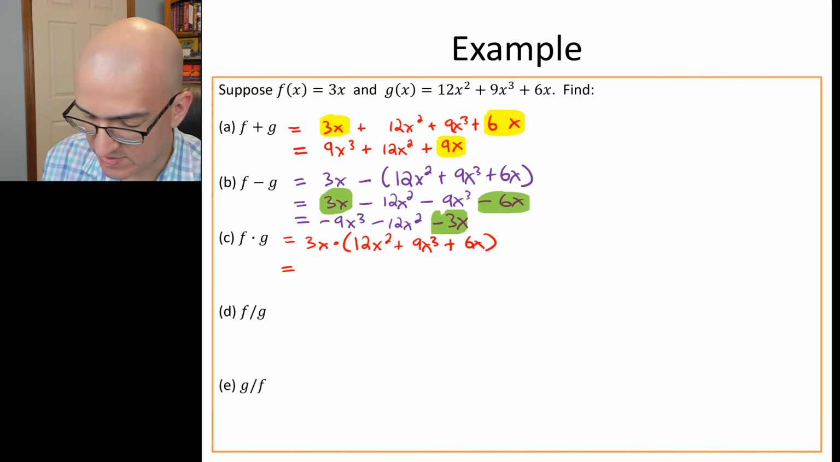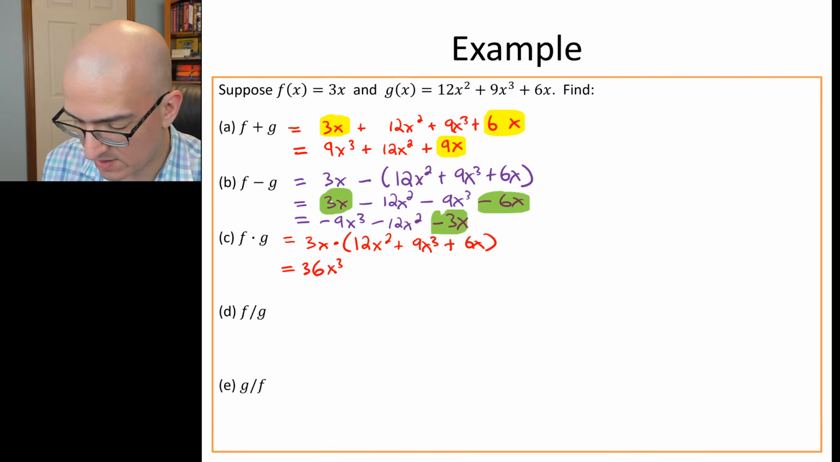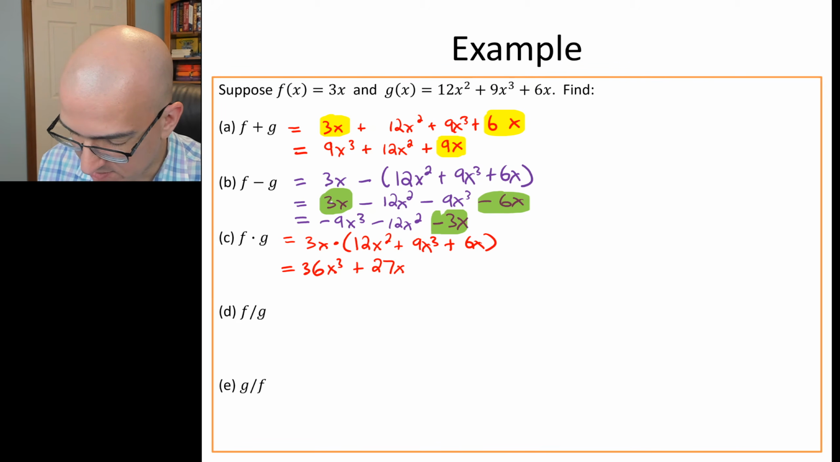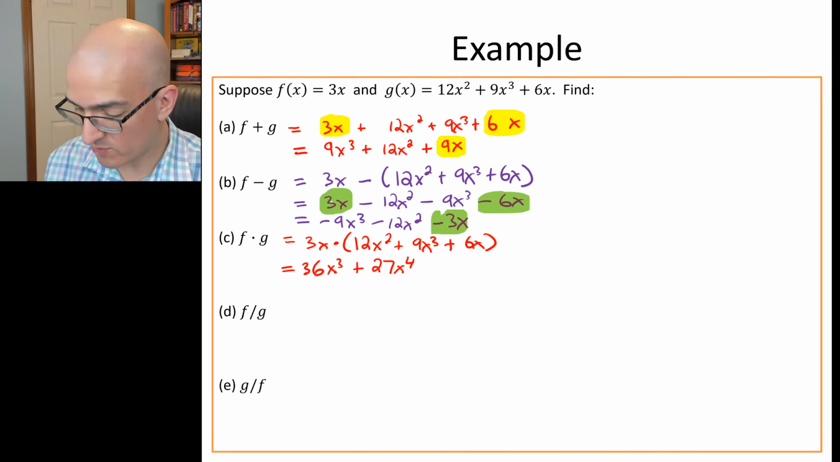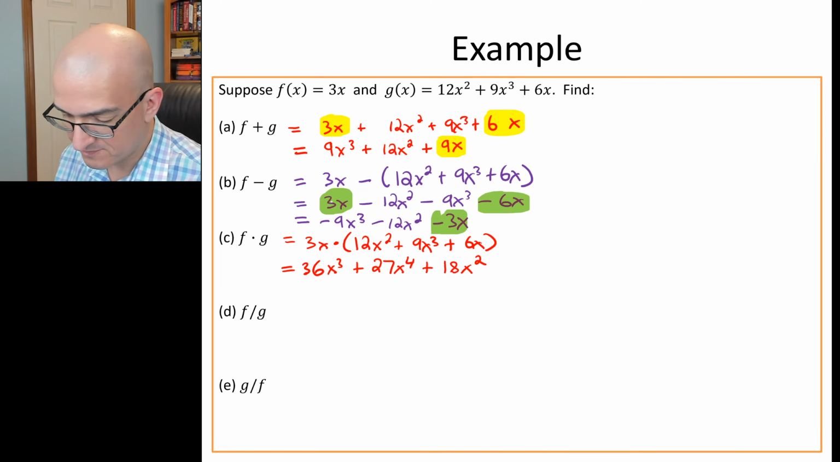3 times 12, 36. X times x squared, it's x to the 1 times x to the 2, which is x to the 1 plus 2, so x to the power of 3, plus 3 times 9, 27, x to the power of 4. Again, add the exponents. 3 times 6, 18. X to the 1 times x to the 1 is x to the 1 plus 1, x to the power of 2.